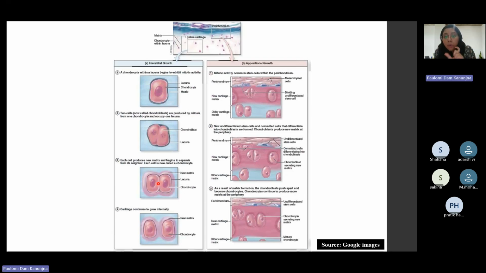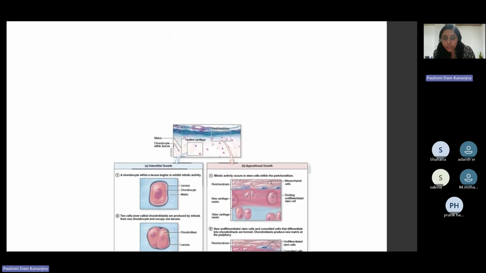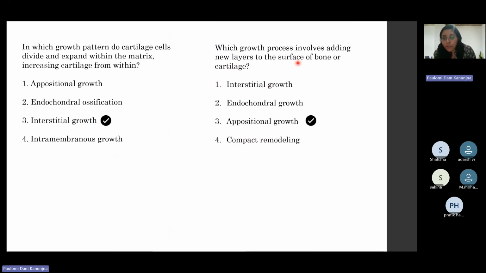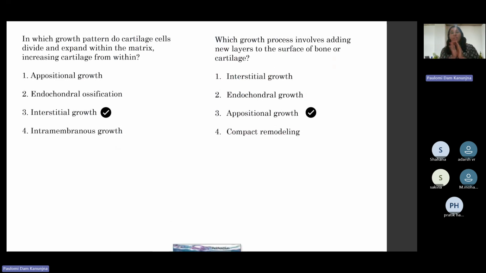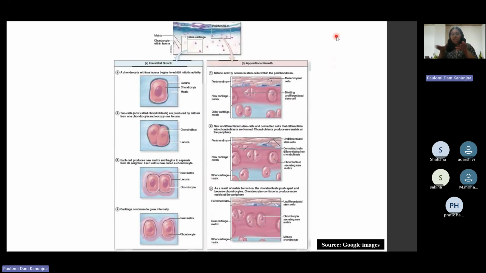Now the next word, appositional growth. Appositional growth means adding new layers to the surface. Let's go back to the question first so that you understand it. It said it involves adding new layers to the surface of the bones or the cartilage. This can be in bone or cartilage. You are basically adding new layers. So what does the word apposition otherwise mean? Apposition: nearby or over each other. That's exactly what we are trying to say, right? You have these new layers on top of the previous layer. That's how you remember apposition, nearby to each other.